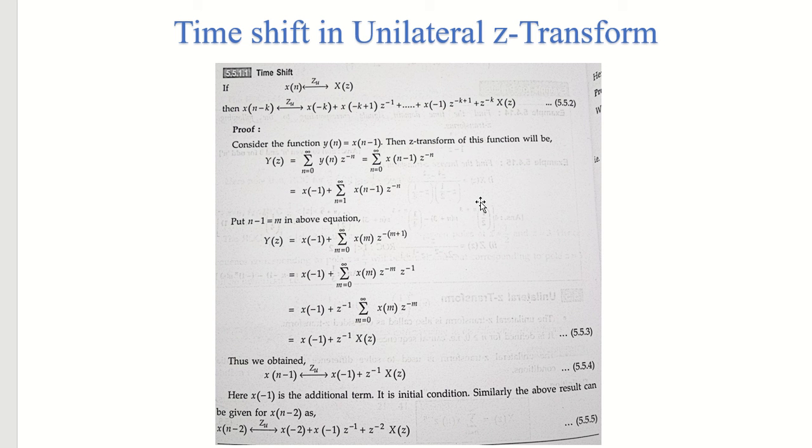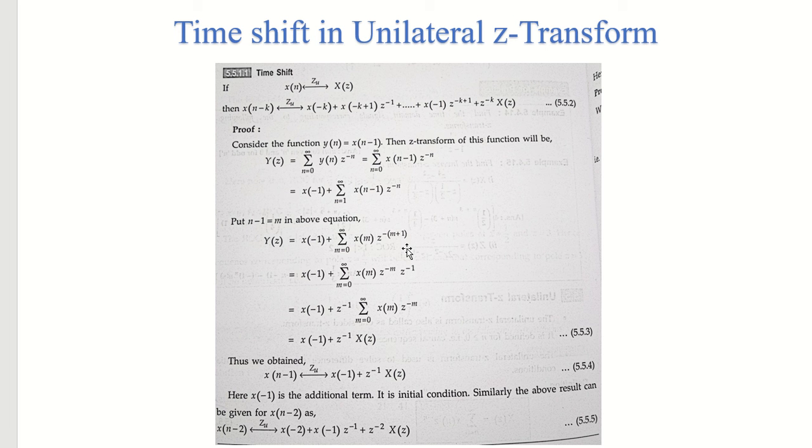Now let's put n equals m plus 1, or you can also write n minus 1 equals m in this equation. So we will keep this x of minus 1 as it is, and then instead of n, we write m plus 1, so that the limit of m will be 0 to infinity, because m is n minus 1. So here the limit will get changed. Instead of x of n minus 1, I will be writing x of m, and instead of z raised to minus n, I will be writing z raised to minus m plus 1. Instead of n, I'm writing m plus 1 here.